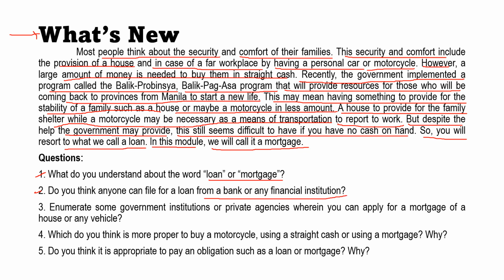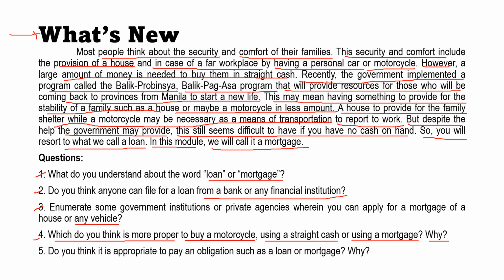Yes, as long as we satisfy the requirements given to us by a bank or a financial institution. For number three, enumerate some government institutions or private agencies wherein you can apply for a mortgage of a house or any vehicle. And for number four, which do you think is more proper, to buy a motorcycle using straight cash or using a mortgage, and why?